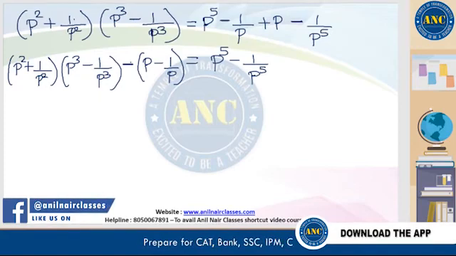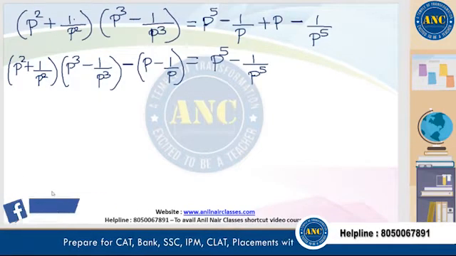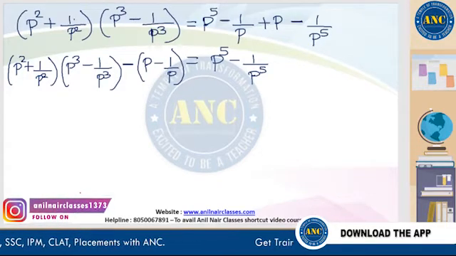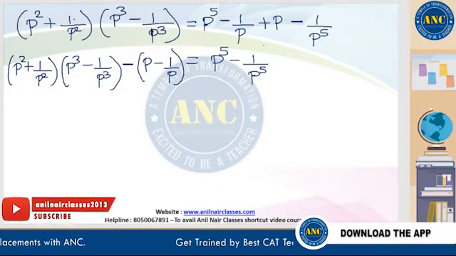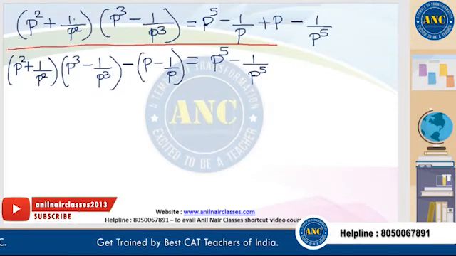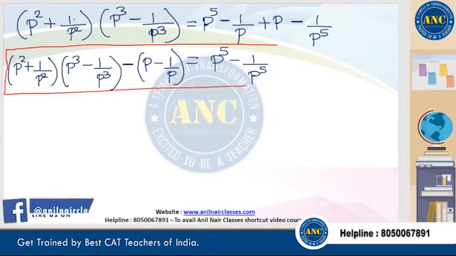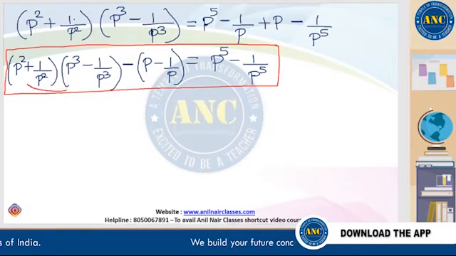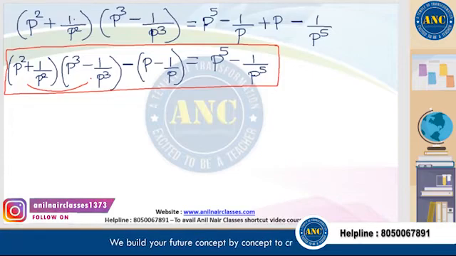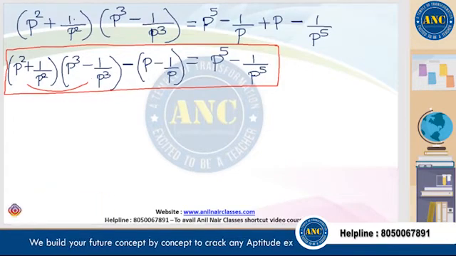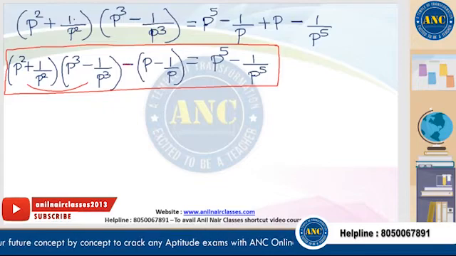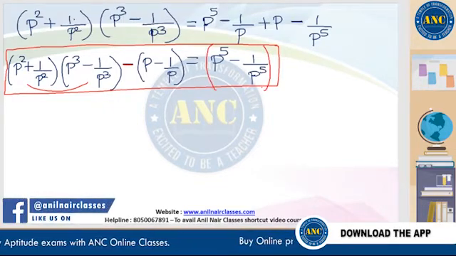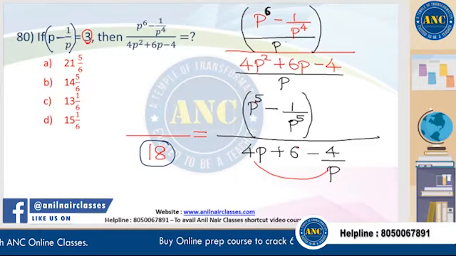Do not worry too much about it. We will solve so many questions in future which have the p power 5 minus 1 by p power 5 format. But for the time being, whenever you want to find p power 5 minus 1 by p power 5, the easiest way of finding it is to multiply p square plus 1 by p square and p cube minus 1 by p cube, which are very easy. Along with that, subtract p minus 1 by p.